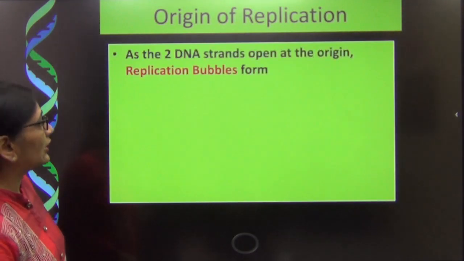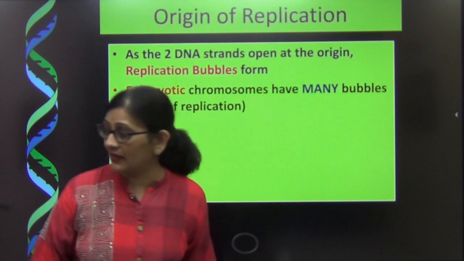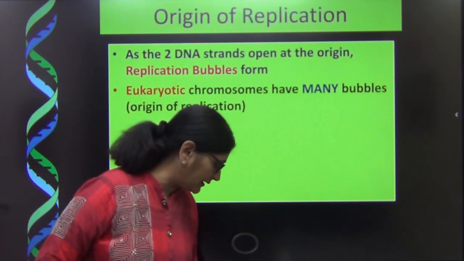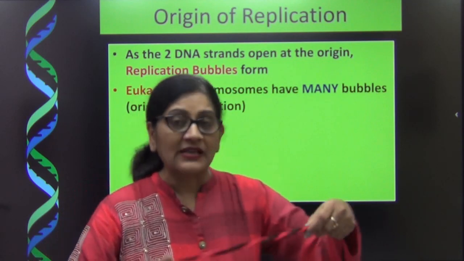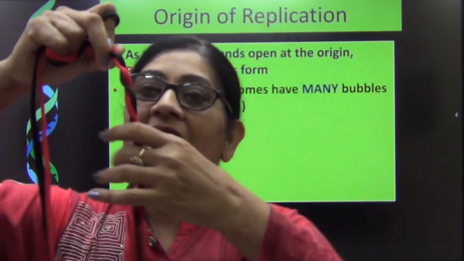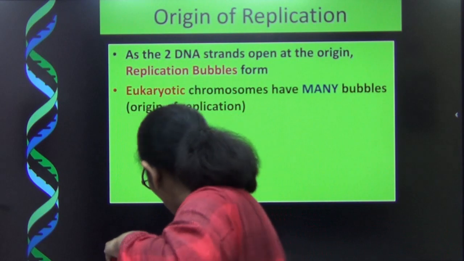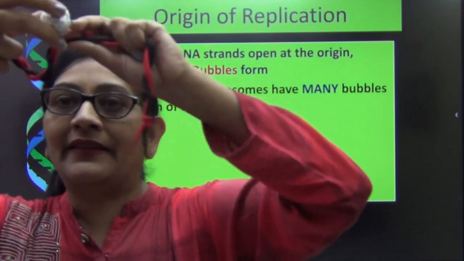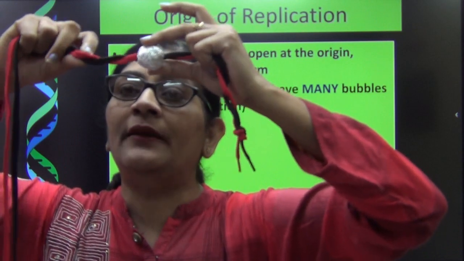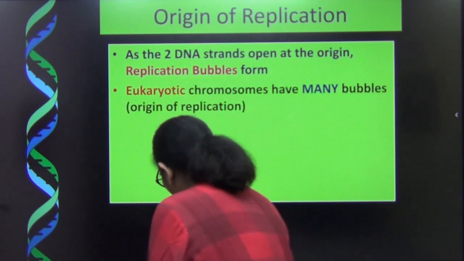Whenever the replication will start, at that point a bubble will be formed. Now what do you mean by this bubble? I just want to show you once again. See, this is my DNA. I've just made this DNA. Just see it closely. And this is the ori, the point from where the replication will start. So let me show this ori by this blue, this silver ball. So this is the ori from where the replication will start.